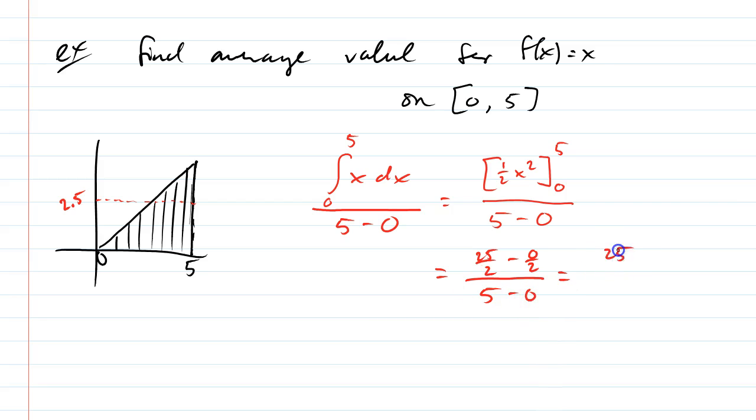Now, this is just going to be 25 halves divided by 5, which turns out to be 25 divided by 10. And yep, it turns out to be 2.5. So this example might be easier to follow because it spends the same amount of time above and below that spot. And so this is your average value.